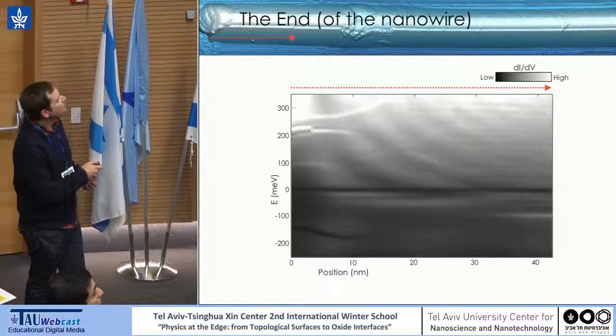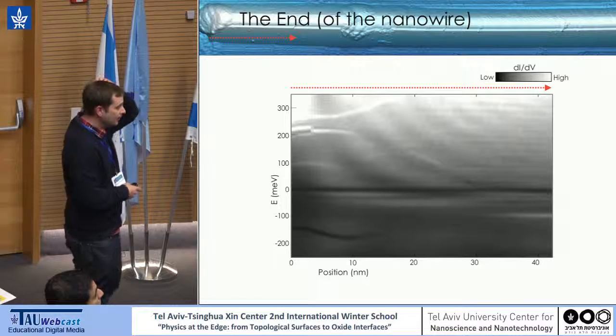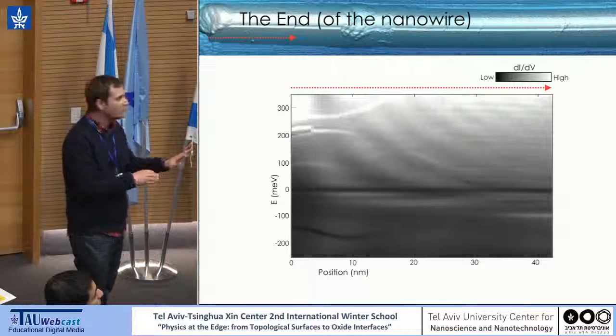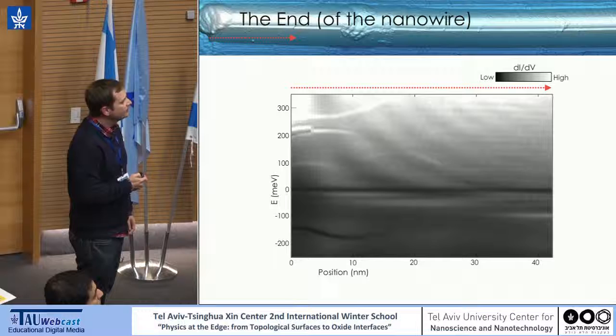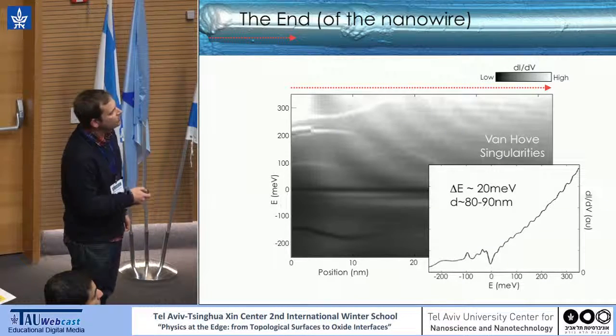So this is the end of the nanowire. And we take a spectrum, the dI/dV map along this cut. And this is what we find. And we find a very rich phenomenology happening at the end of the nanowire. Of course, no superconductivity, no magnetic field applied. So let me show you what we find. First of all, we find van Hove singularities.